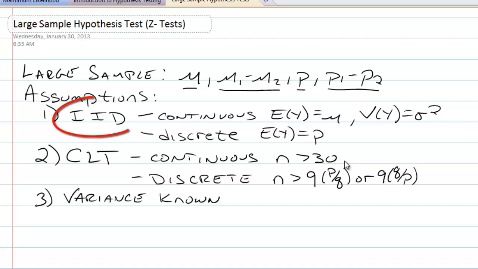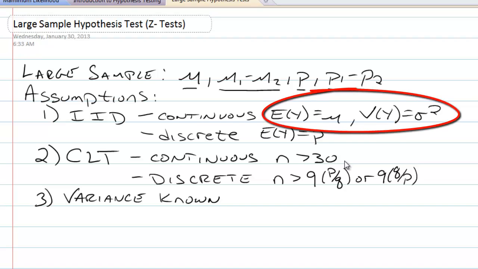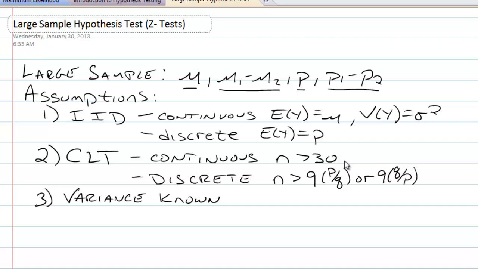First assumption is that data will be IID, independent and identically distributed. For the continuous case, that means our expected value will be denoted by mu. That's actually going to be the parameter we want to estimate. And our variance will be denoted by sigma squared. In the discrete case, our expected value is p. And again, that's the parameter we're going to want to make inferences about.